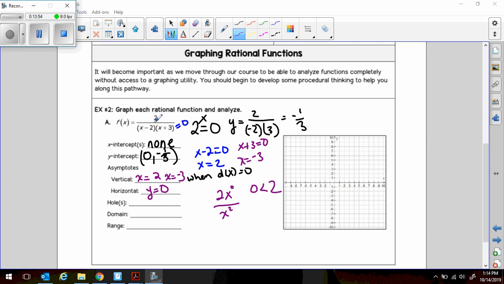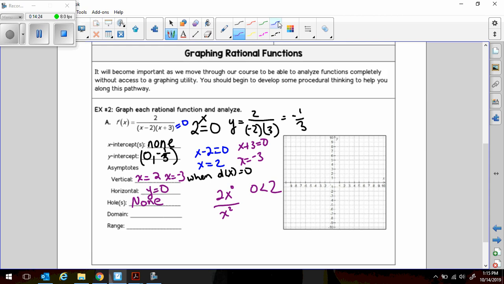The holes would be if I could factor the numerator and cancel with one in the denominator, like if there was an x minus 2 in the numerator, I could cancel with this one. Then there would be a hole right here when x is positive 2. But in this case, since there's no factoring that is going to cancel, there's going to be no holes. There's no removable discontinuities. So I'm going to put none.